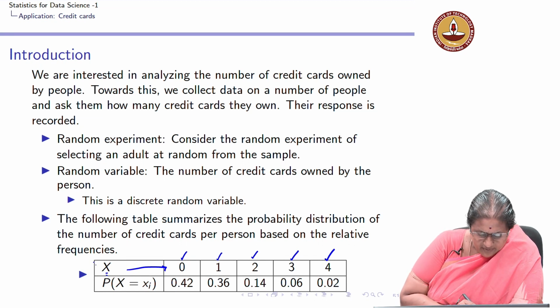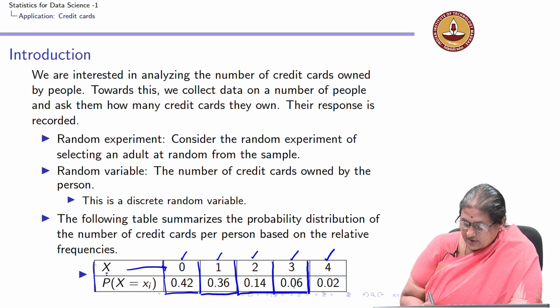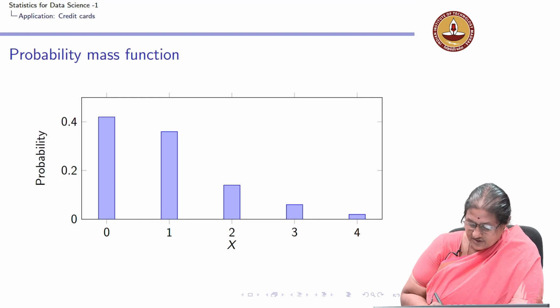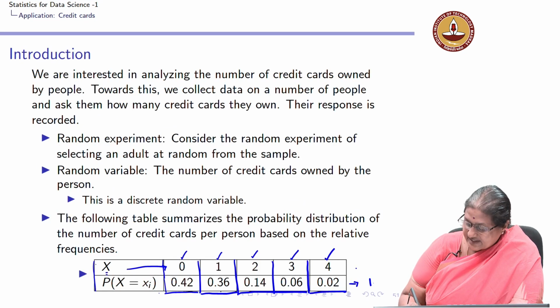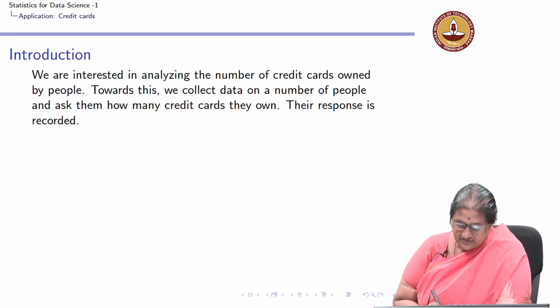Now, this random variable takes these values with particular probabilities. X takes the value 0 with a probability 0.42, the value 1 with a probability 0.36, the value 2 with a probability 0.14, the value 3 with a probability 0.06, and 4 with a probability 0.02. I can verify that this is a probability mass function. I add all of them and I get 1. Hence, this is a probability mass function; further, everything is greater than or equal to 0.